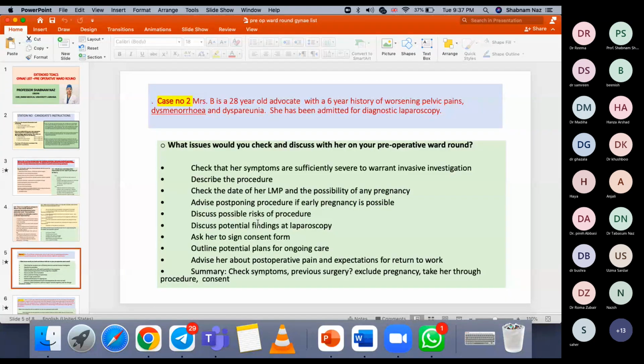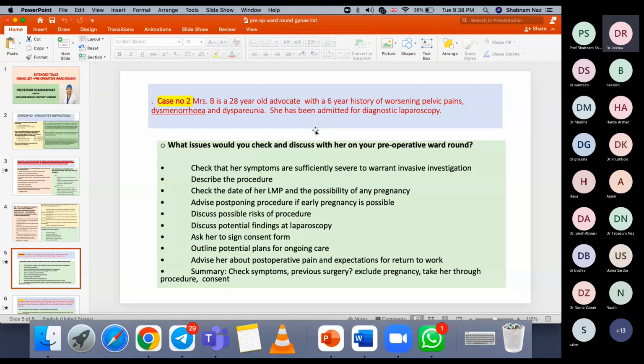Next is Mrs. B, a 30-year-old advocate with a 6-year history of worsening pelvic pain, dysmenorrhea, and dyspareunia. She has been advised for diagnostic laparoscopy. ठीक है, अब हिस्ट्री से तो क्लियर लग रहा है कि इसको एंडोमेट्रोसिस होगा. 28 साल की है, वर्किंग वुमन है, पेल्विक पेन है 6 साल से, डिस्मेनोरिया, डिस्परूनिया है. अब उसकी डायग्नोस्टिक लेप्रोस्कोपी करनी है. What issues would you check and discuss with her on your pre-operative ward round? क्या डिस्कस करना है उसके साथ, मरीज के साथ क्या चेक करना है और क्या डिस्कस करना है इसके साथ?